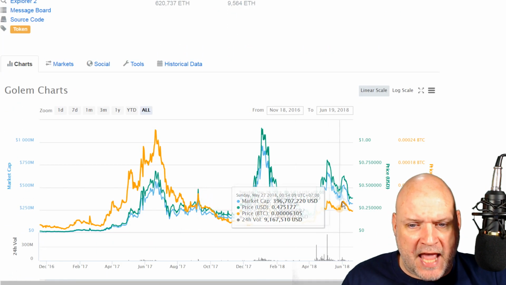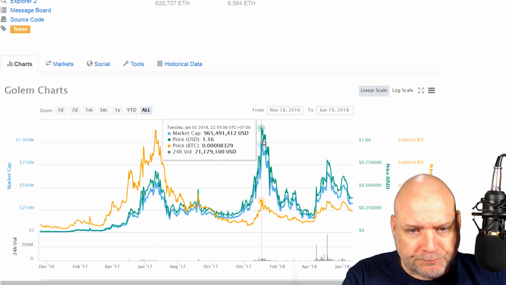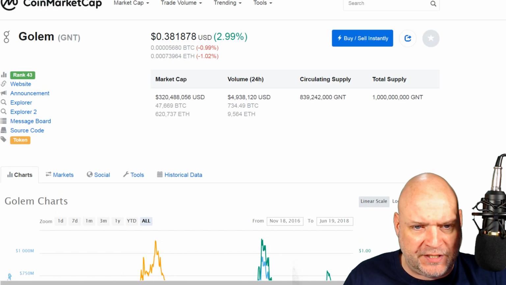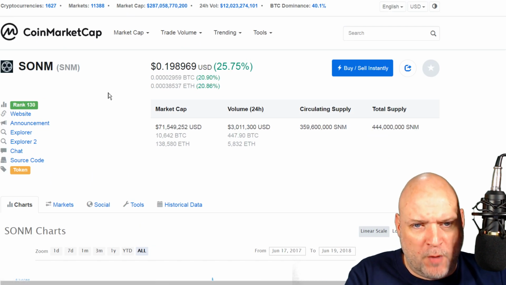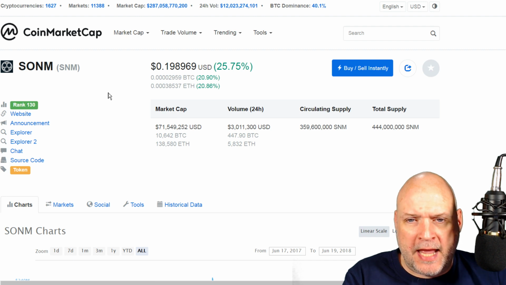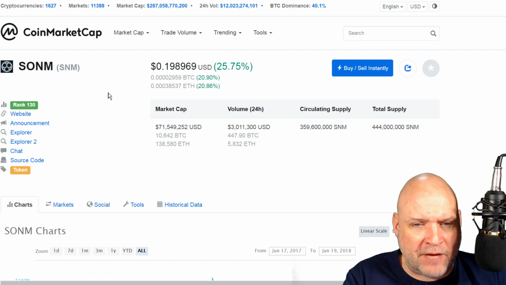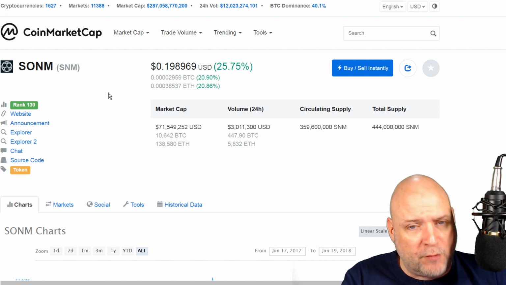And as we can see, it has reached a lot higher before. It was at $1.16 there with a market cap close to $1 billion. So very impressive indeed. In terms of its other competition, Sonam is rather smaller in market cap size than Golem. Golem was obviously the more established project before Sonam launched as its almost direct rival. There are a lower supply of Sonam tokens, 444 million total supply and 360 million circulating supply. Market cap's around $71.5 million US, but volume's still pretty impressive too.